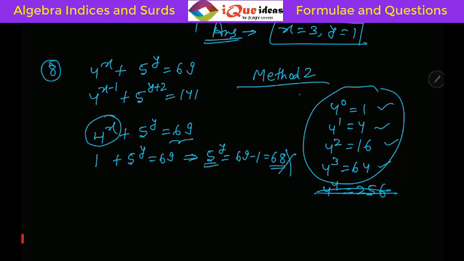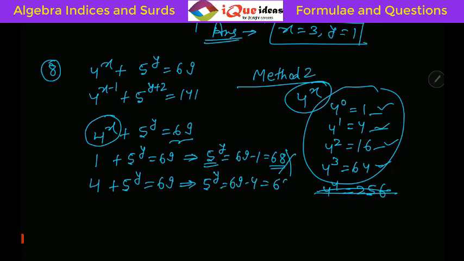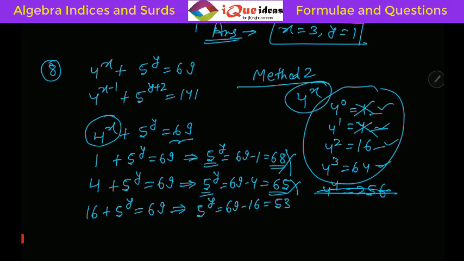Right? What we are doing is we are putting the values of 4 raised to x from here. Now let's take the next one. If I take 4 raised to x as 4 plus 5 raised to y, that is equal to 69, this means 5 raised to y will be 69 minus 4, that is 65. Now 65 is not a direct power of 5, so this also is not useful. So 1 is not useful, 4 is not useful. Now let's take 16. So 16 plus 5 raised to the power y equal to 69. This will give us 5 raised to the power y equal to 69 minus 16, that is 53. This also is not giving us any suitable value for y.